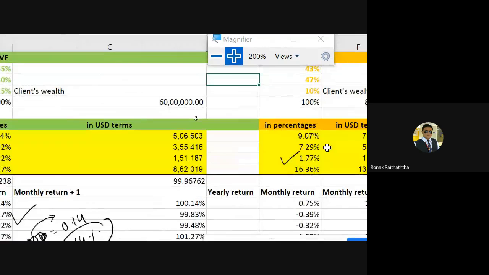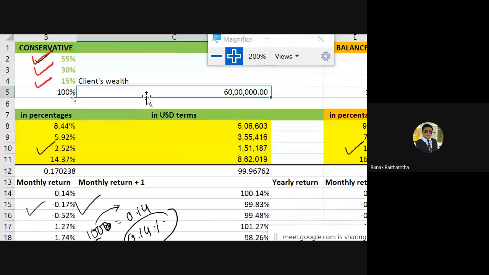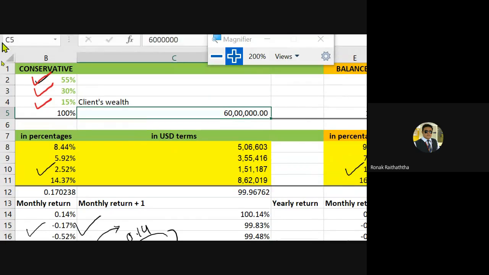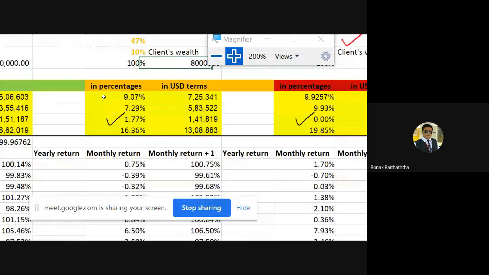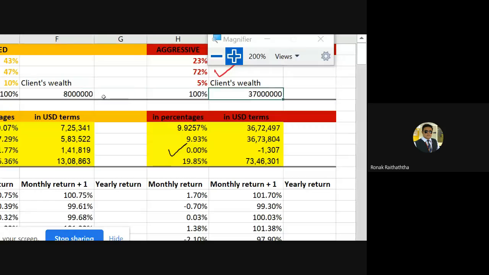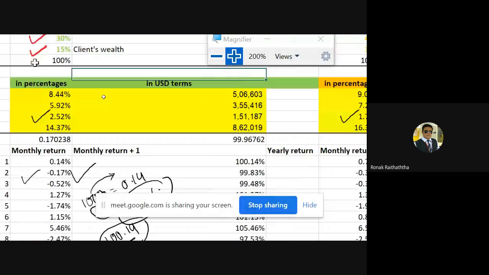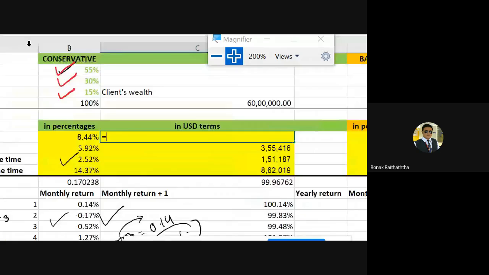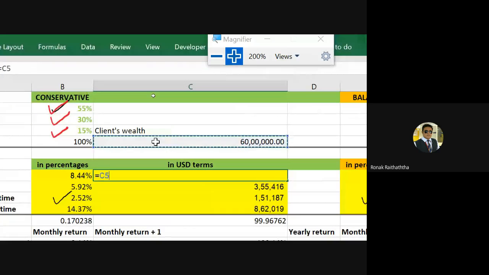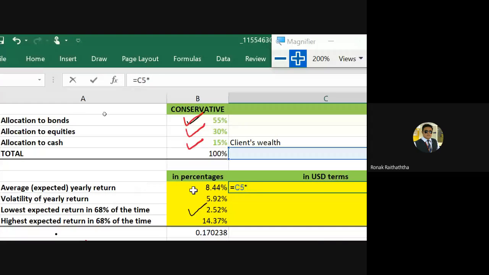So what we'll do, we would also find it in the rupee terms. Now in rupee terms, we need to first see what is the amount of portfolio we have invested. Till now, we have just found it on the return basis, right? Say client number 1 had invested 60 lakh rupees in this portfolio, 2 had invested 80, and 3 had invested 3 crore 70 lakhs. So the average return can be the amount of portfolio that you have invested, that is 60 lakhs, multiplied by the average return.